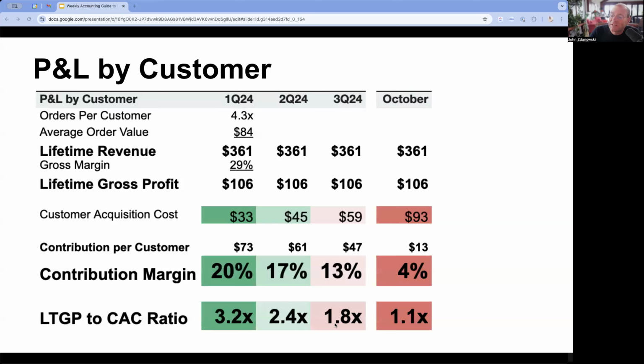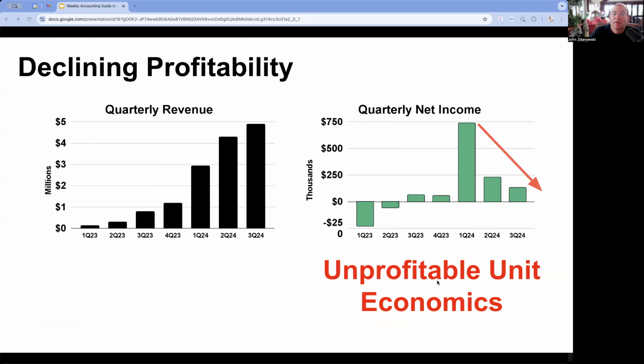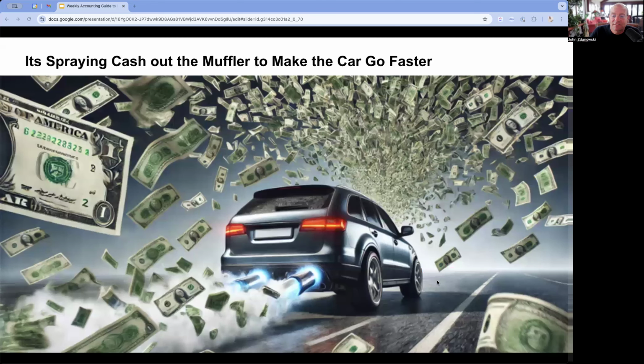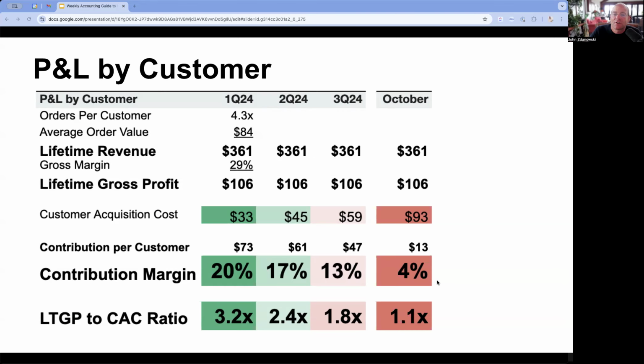In October, it really fell when they dramatically increased their spend. Their customer acquisition cost went all the way as high as $93, and their contribution margin was almost break even. And that's why the company was showing declining profitability. Running with unprofitable unit economics is not investing in the business. It's spraying cash out the muffler to make your car go faster.